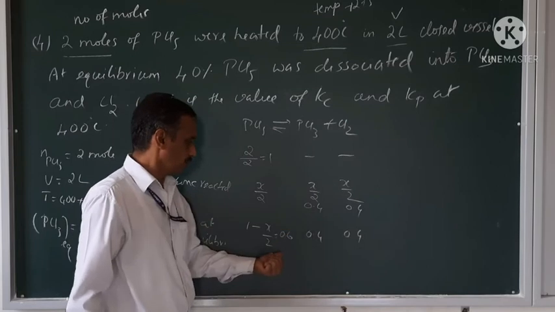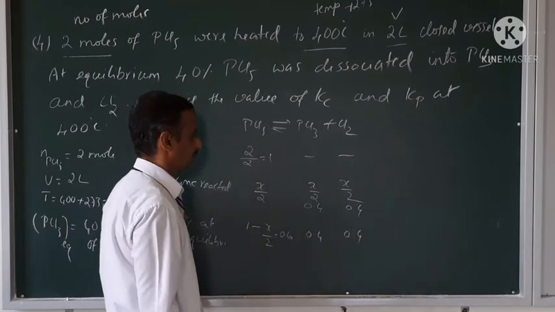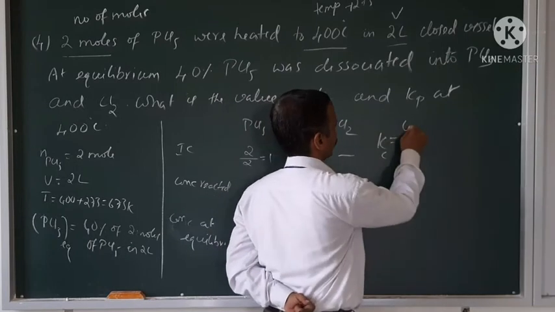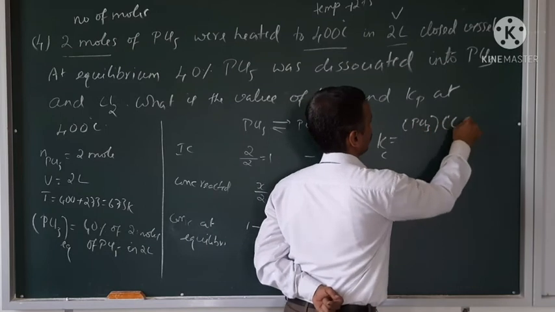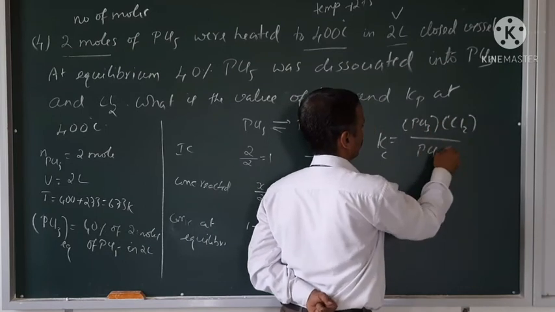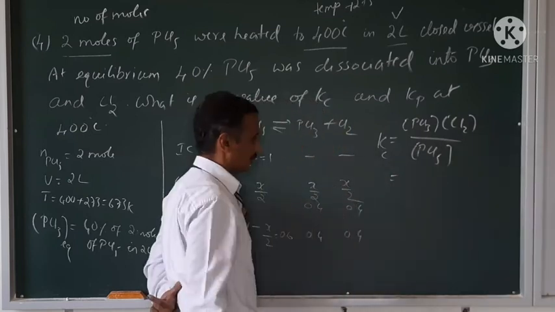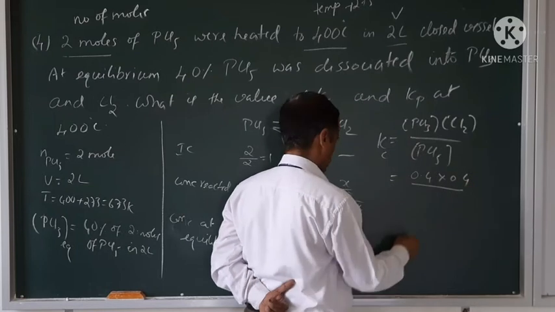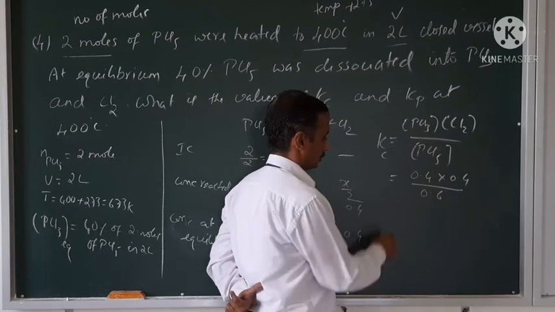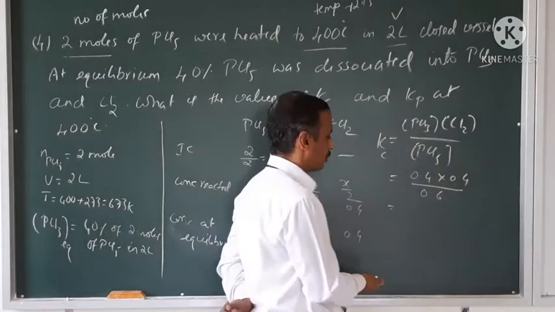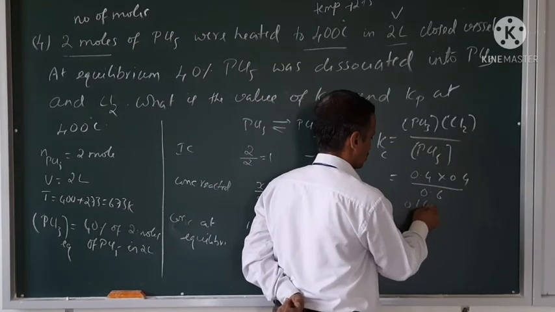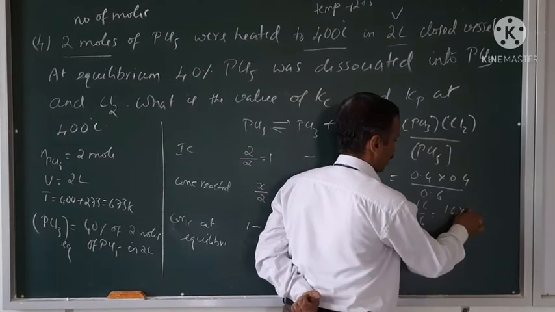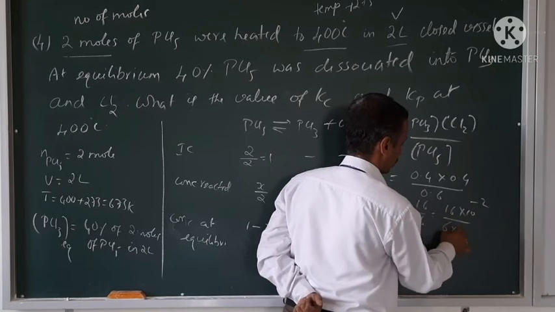X by 2 is 0.4, so 1 minus x by 2 is 0.6. Now the equilibrium constant Kc is equal to the PCl3 concentration into the Cl2 concentration divided by the PCl5 concentration, which is 0.4 into 0.4 divided by 0.6. 0.4 into 0.4 is 0.16 divided by 0.6, which I can write as 16 into 10 to the power minus 2 divided by 6 into 10 to the power minus 1.